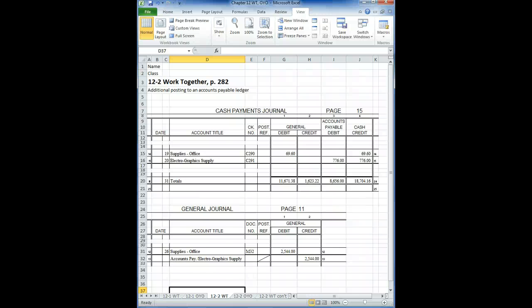This is the walkthrough for 12-2 Work Together problem. It's on page 282 of our book, and we are doing an additional posting to an accounts payable ledger. So reading from page 282, it says the following partial journal pages for Graphics Inc.